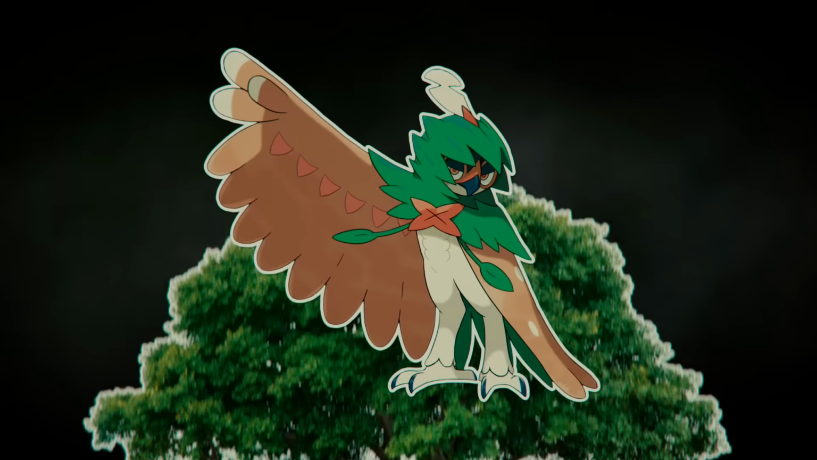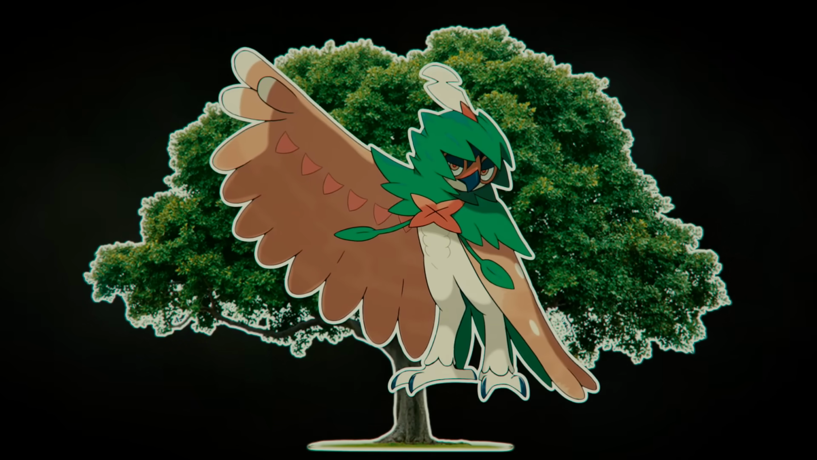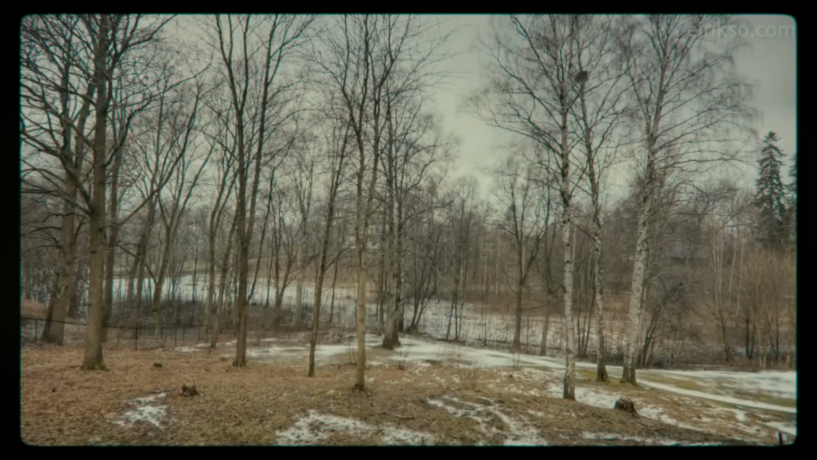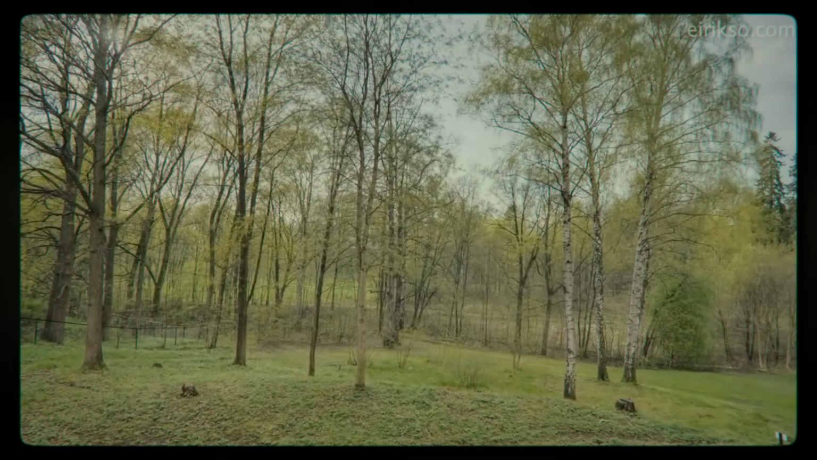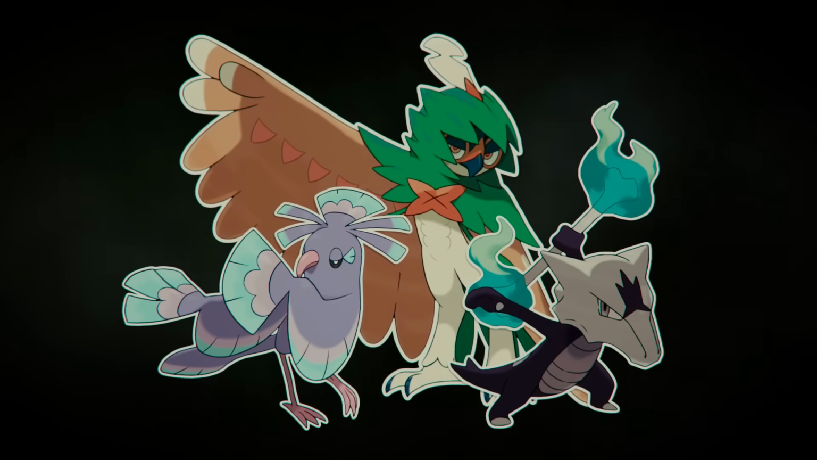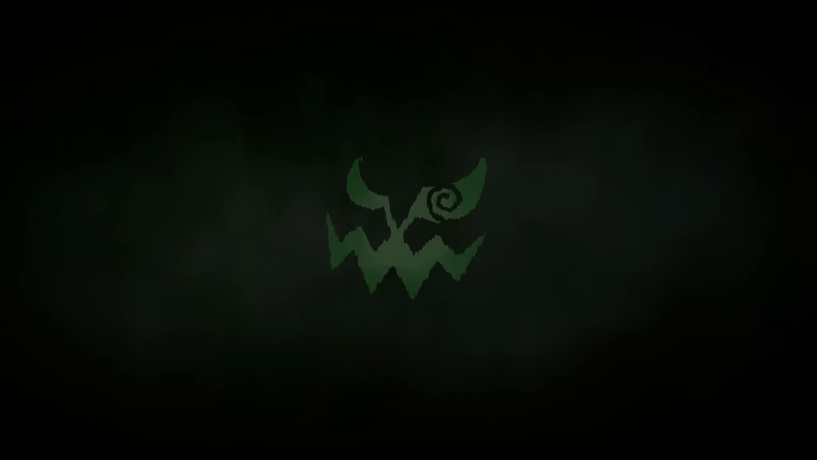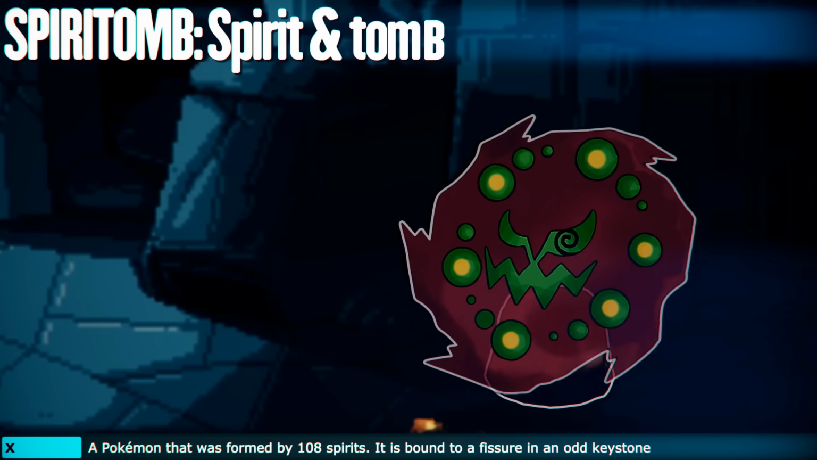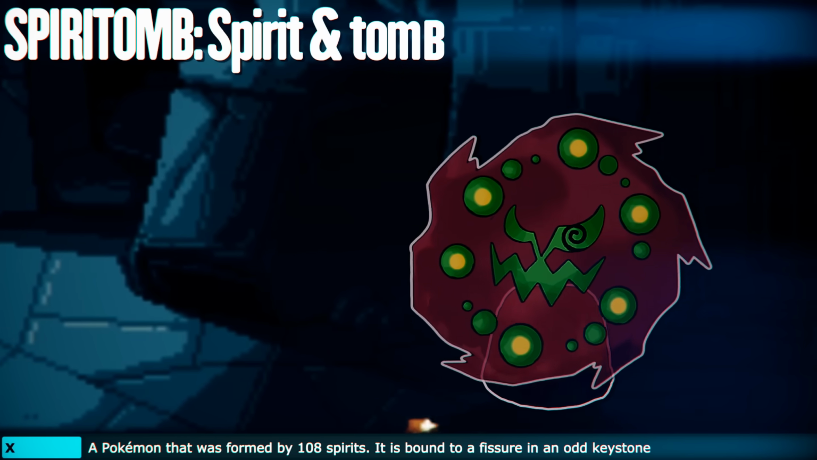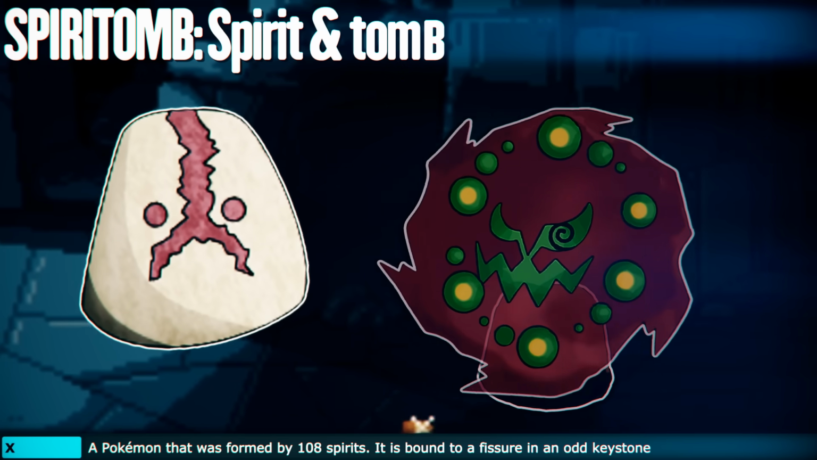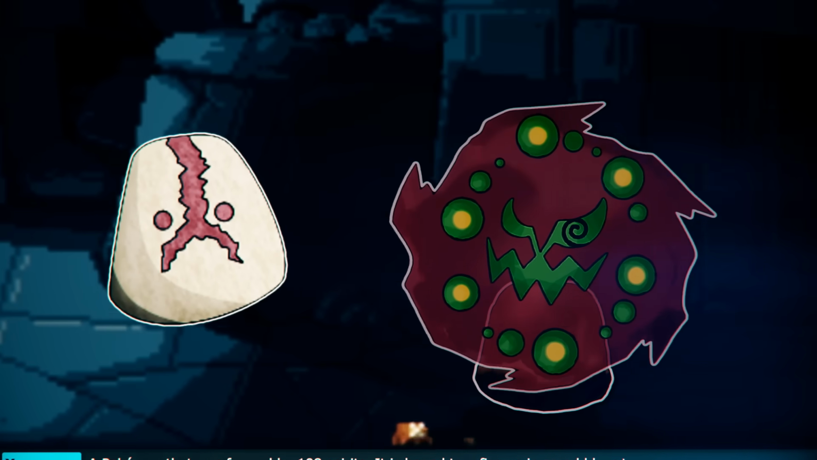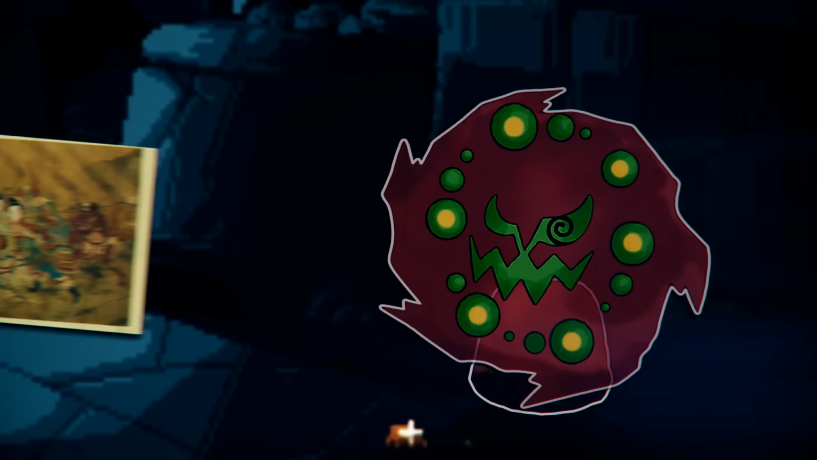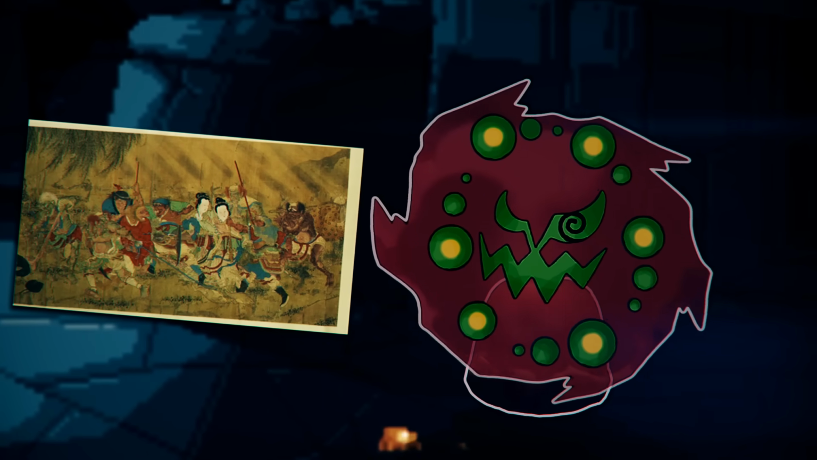On top of this, deciduous trees, what Decidueye's name is based on, are the trees that die in the winter, but like a ghost, come back. And from three not ghosts, we now go on to what is most certainly a ghost, Spiritomb. It is said that Spiritomb is a conglomeration of 108 spirits trapped inside of a keystone, which is inspired from a Chinese legend where 108 demons are sealed inside of a keystone. Pretty on the nose there, Game Freak.